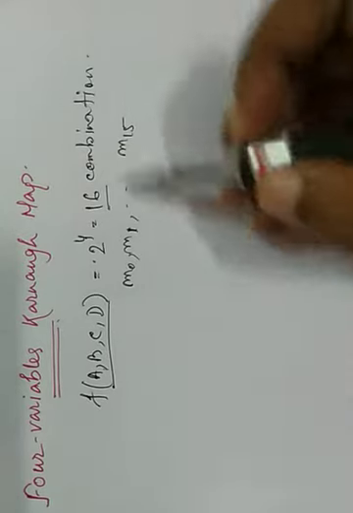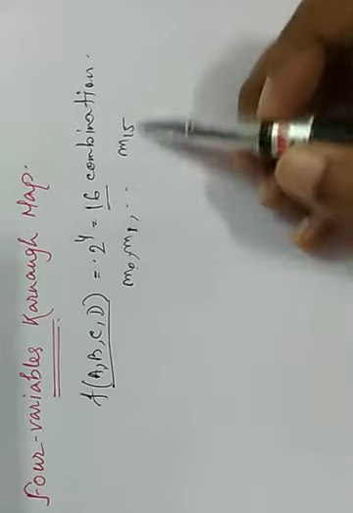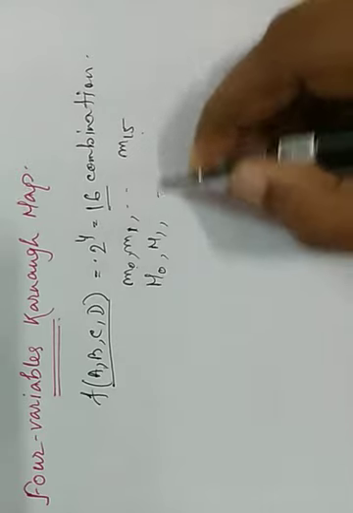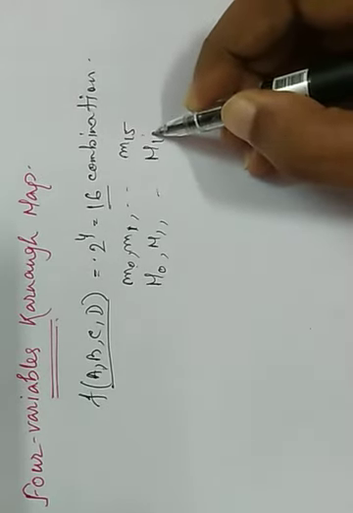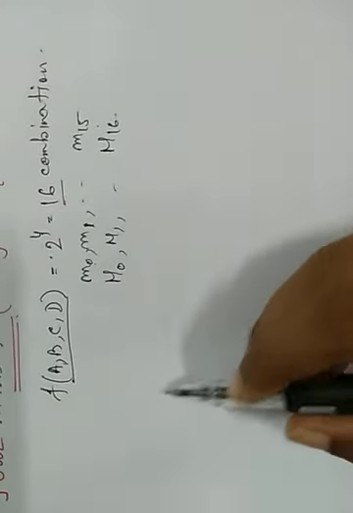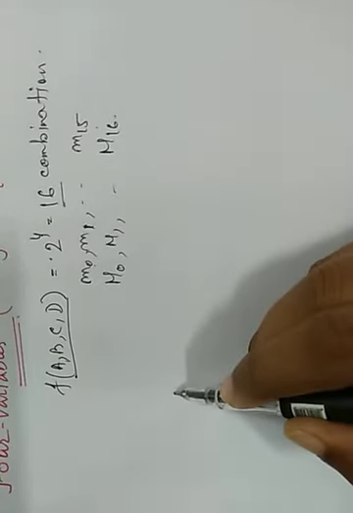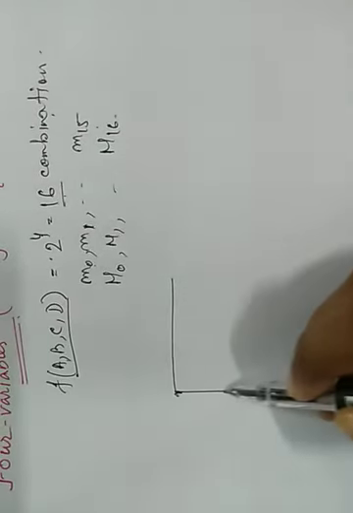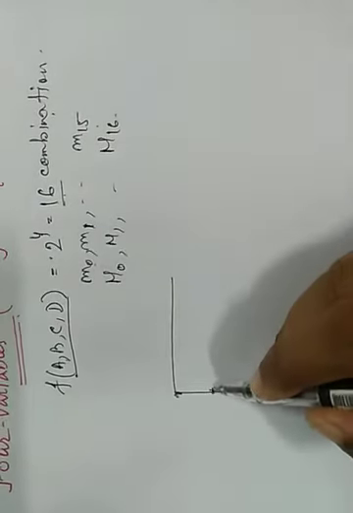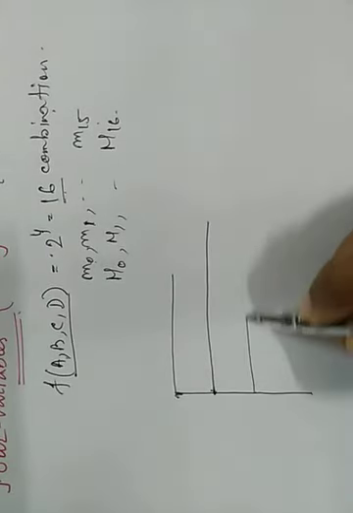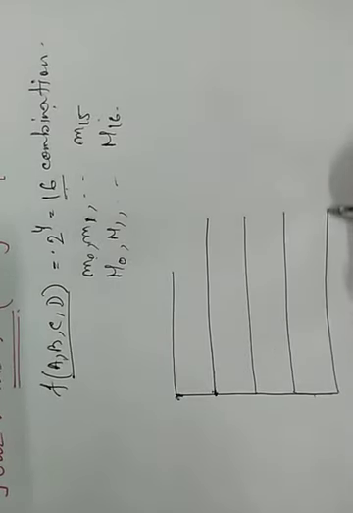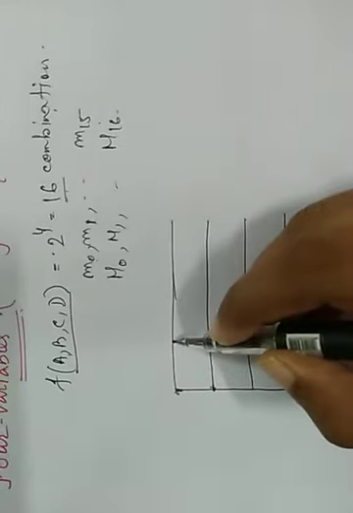But as it is 16 combinations, our minterms must be M0, M1 up to M15, and the maxterms must be M0, M1, up to M15. Okay, so let us see how to create it. At first we have to know the table of the Karnaugh map. As there are 16 combinations, 16 boxes must be in the table. 16 boxes means 4 into 4, 4 rows and 4 columns.